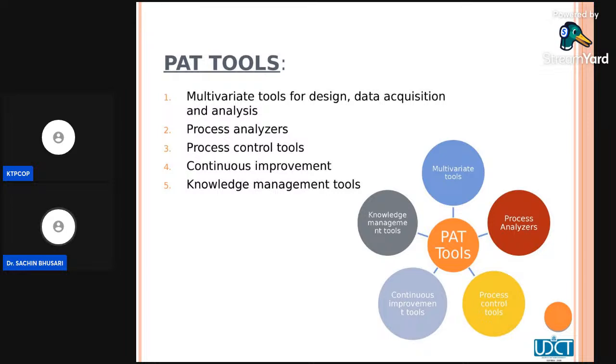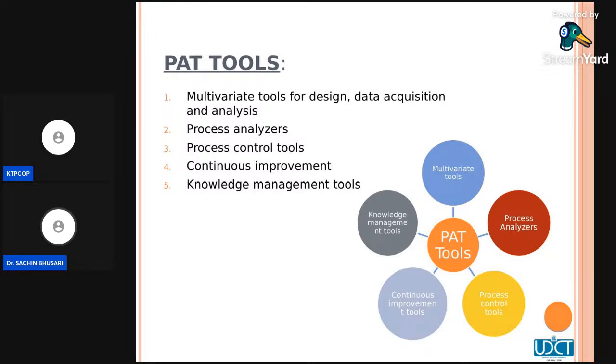Now, the second PAT tool is process analyzers. This is very critical as far as PAT is concerned. That A stands for analytical in PAT, and process analyzers belong to this central A. Third is process control tools. If we analyze the data, we know the variation. Now how to control this? There should be some mechanism by which we control the process. So control tools are there.